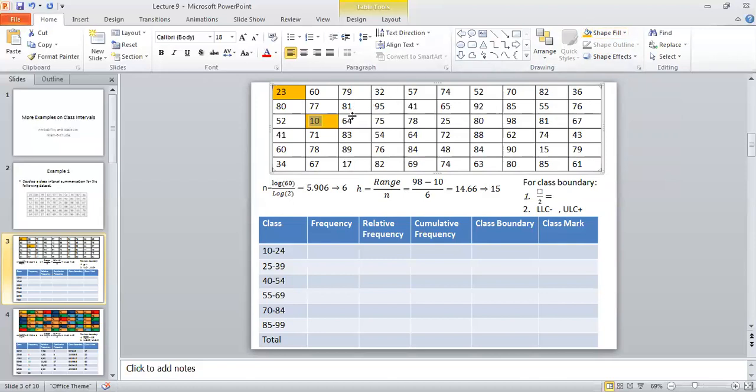Then 10 to 24, there is one other value in the third column, which is 17. Then 10 to 24, none in the fourth column. Fifth column, no value. Sixth column, no value. Seventh column, no value. Eighth column, no value. Ninth column, one value is over here, which is 15. Let's fill it up. And 10th column, no value.